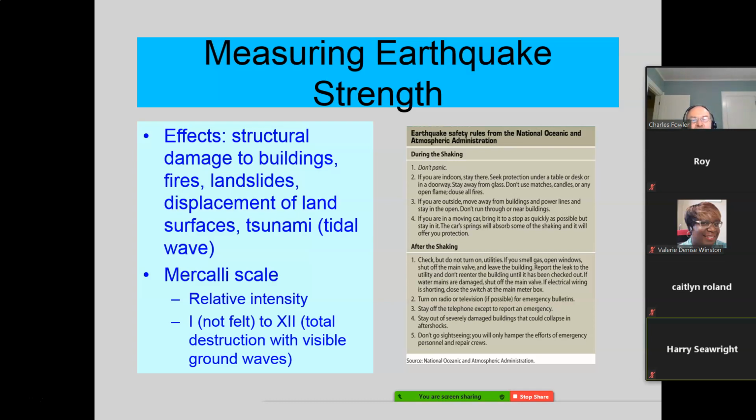Don't go sightseeing. Now, this happened back when some of the weather emergencies happened. The tornadoes that happened here in 2011 and other times like this, people went out to see, hey, I heard it was really bad down around Pleasant Grove. Let's go over and see what happened. No, don't do that, because you may be hampering emergency personnel and repair crews from getting to where they need to go.